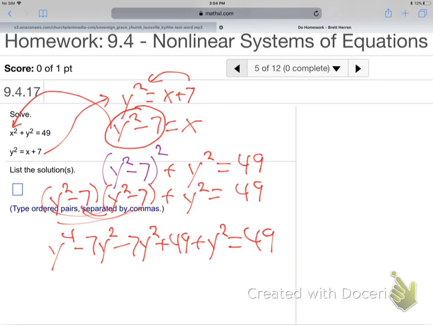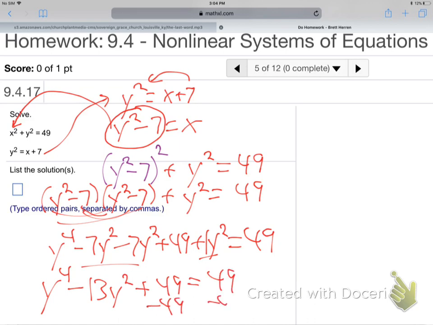So right, I FOILed that out, got that big mess. Okay, and so I'm getting y to the 4th. These two make minus 14 plus 1 is minus 13y squared. Plus 49 is 49. Subtract 49 from both sides. This is y to the 4th minus 13y squared is 0. Let me hold up. Am I losing you? Do you see what happened there?